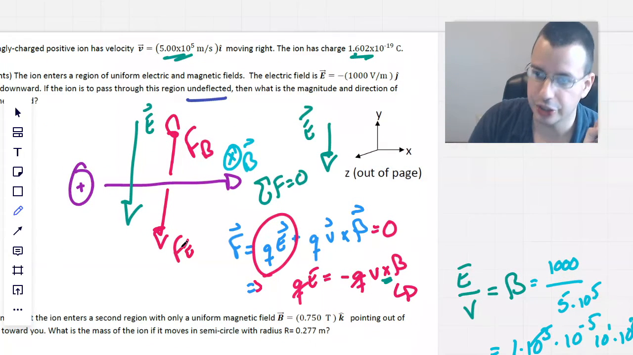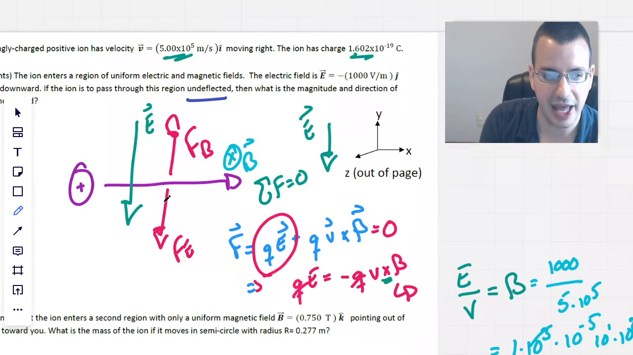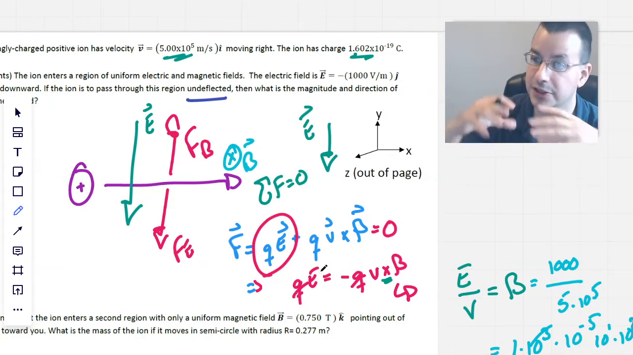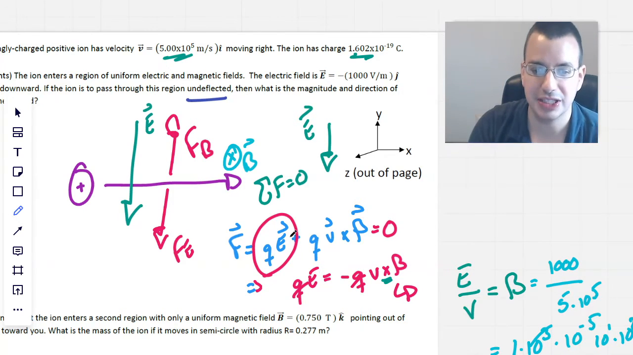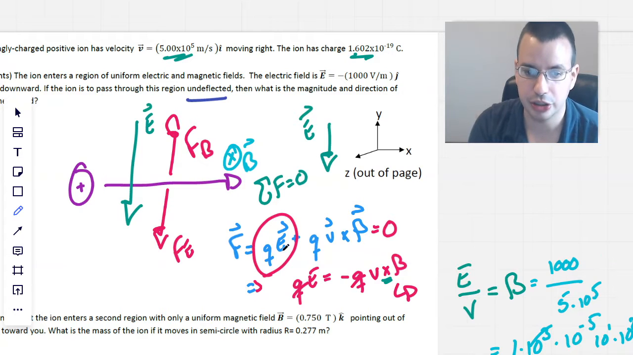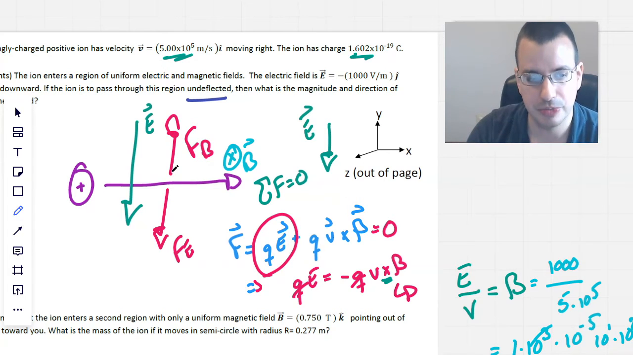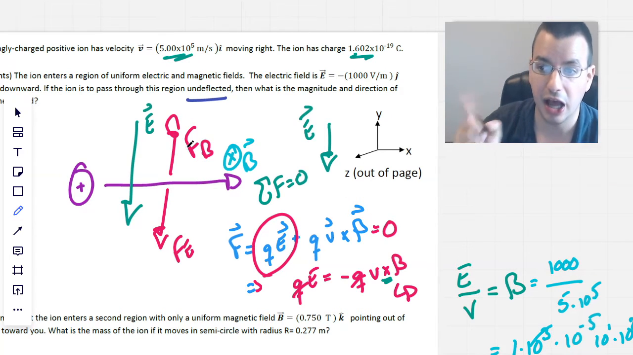So we're trying to do 2 things. We're given the information that we have a charged particle moving to the right. We have the formula here, force equals QE plus QV cross B. We want to find out what this magnetic field is here. So what we do is, we know that since it's undeflected, the net force will be 0, which means the electric force, which we know is going down, Q times E, is going to be opposed exactly by the magnetic force, which means we're going to have a magnetic force going up.